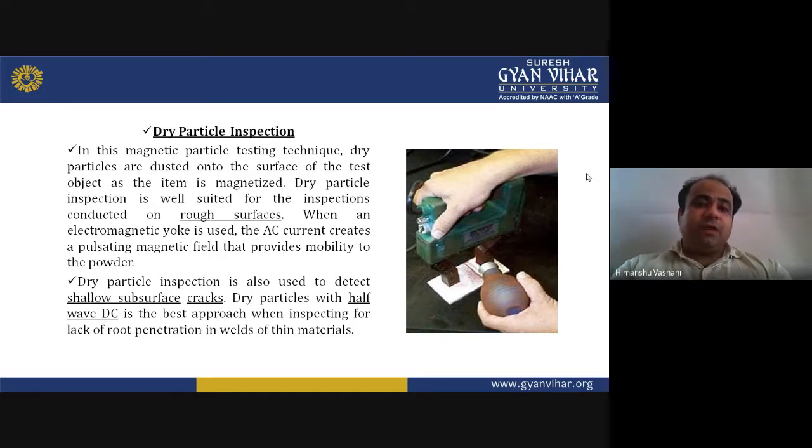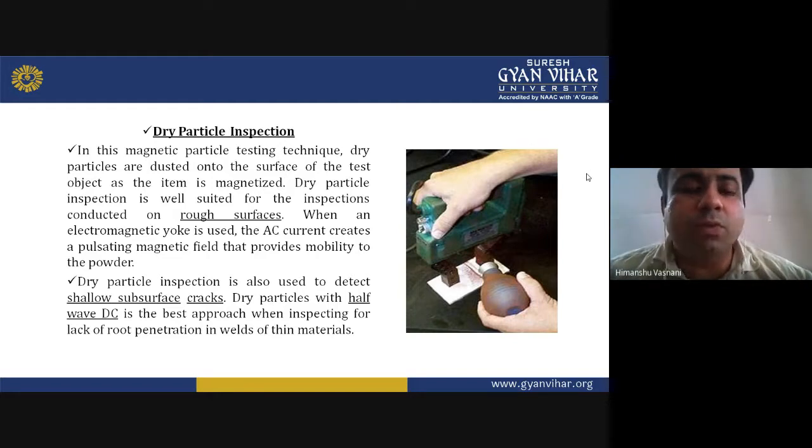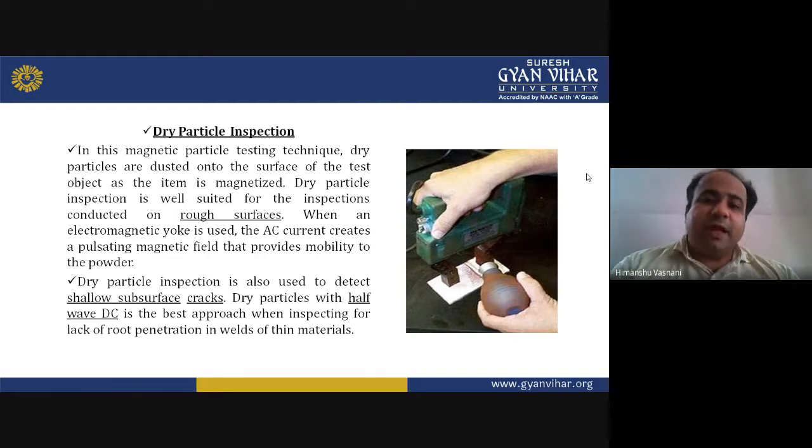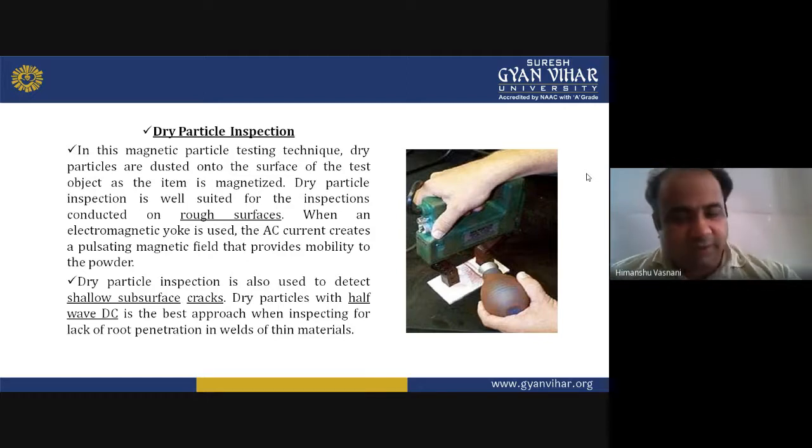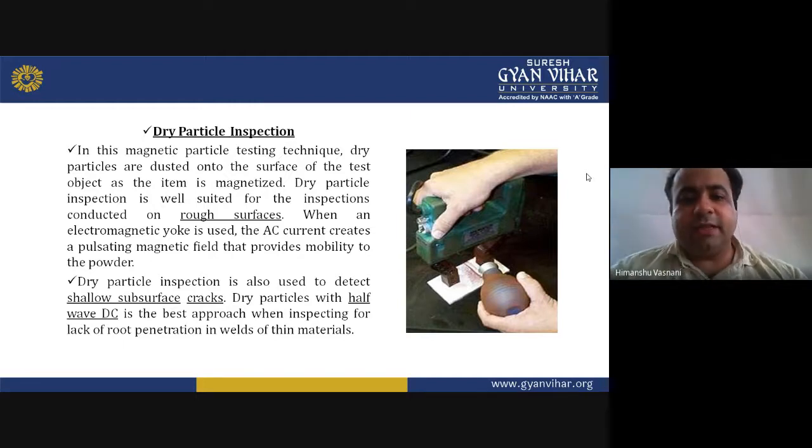Dry particles with half wave diode current is the best approach when inspecting for lack of root penetration in welds of thin materials. Now they will be giving you more applications of dry particle inspection. It is well suited for rough surfaces, and it is good for detecting shallow subsurface cracks. If there is a lack of root penetration in a weldment, you can go with dry particle inspection, but it should be of thin materials. So you have the applications with you.